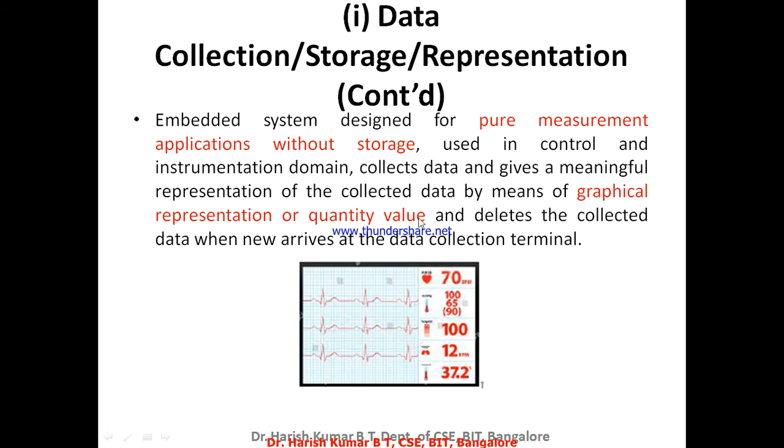Here is the example. Now, an embedded system designed for pure measurement application without storage. What they do, they measure, they don't store anything. Immediately after measuring, the data is represented in a certain format that is understandable by the user, and the data is never stored, it is discarded. One such example is the graphical representation of data, for example, the data from the ECG machine. As the new data arrives, it is not stored, it is just converted into a graphical representation that is understandable by the user, and the data is discarded.